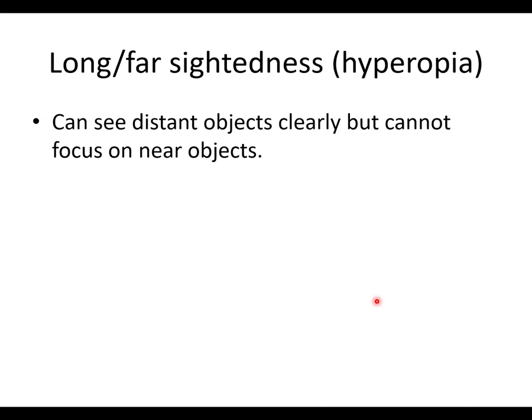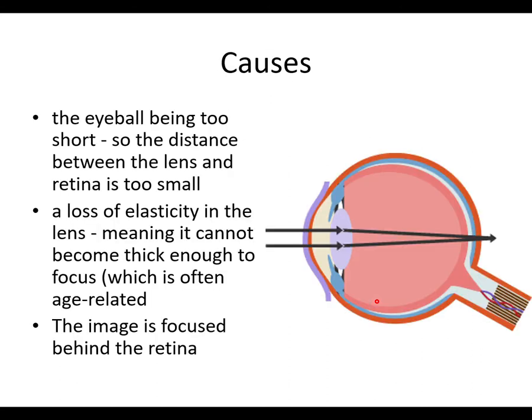So you become more long-sighted as you get older, which is why you often see people who are slightly older, when they're trying to read something, moving it further and further away from their eyes, because they can see things that are far away, but they can't see things when they're very close. So what causes this? Well, it's too short an eyeball, or there's a loss of elasticity in the lens, so that's what happens as you get older.